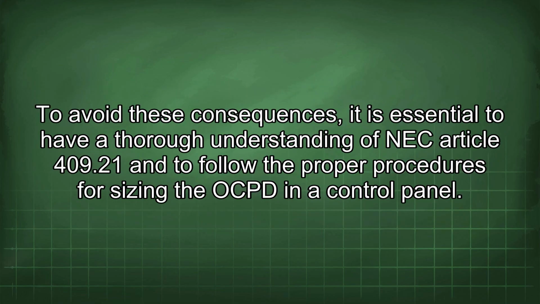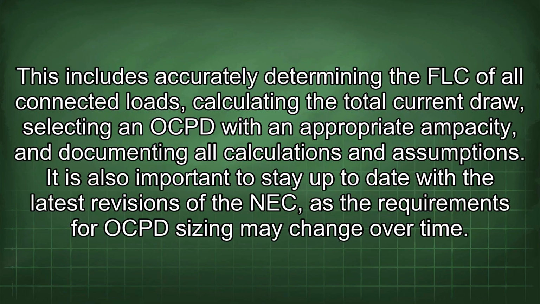To avoid these consequences, it is essential to have a thorough understanding of NEC Article 409.21 and to follow the proper procedures for sizing the OCPD in a control panel. This includes accurately determining the FLC of all connected loads, calculating the total current draw, selecting an OCPD with an appropriate ampacity, and documenting all calculations and assumptions. It is also important to stay up to date with the latest revisions of the NEC, as the requirements for OCPD sizing may change over time.